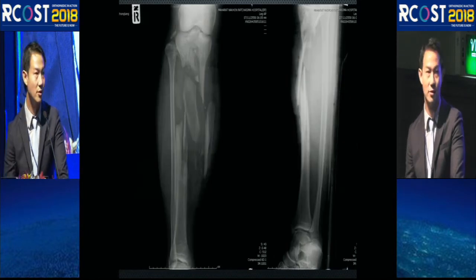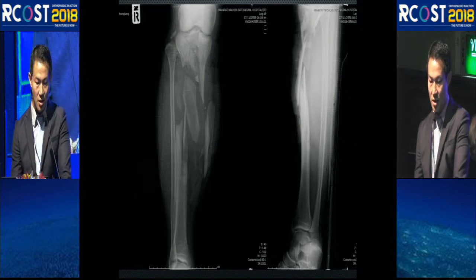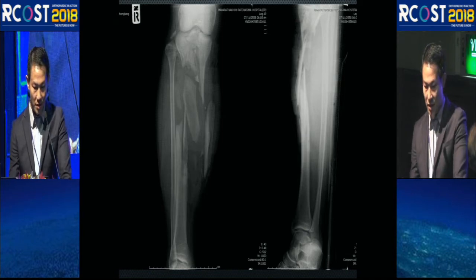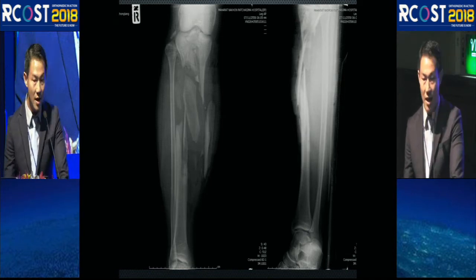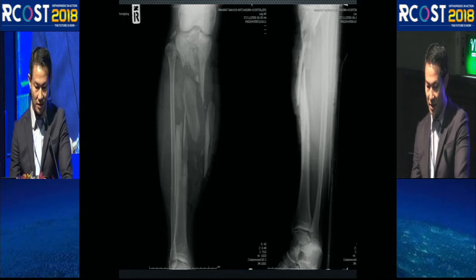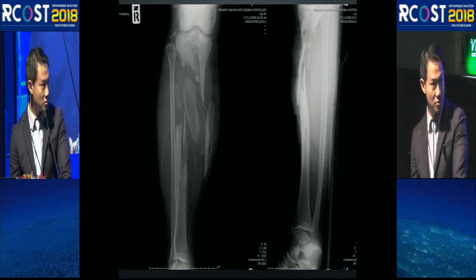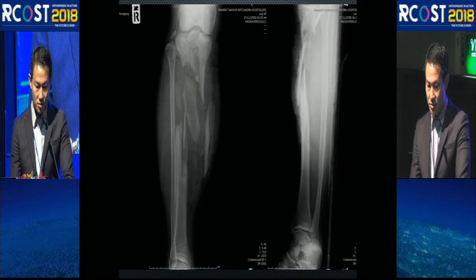This is the X-ray of this case. There is a comminuted fracture of the proximal tibia with intra-articular fracture, but the comminution extends to the distal third of the shaft of the tibia.